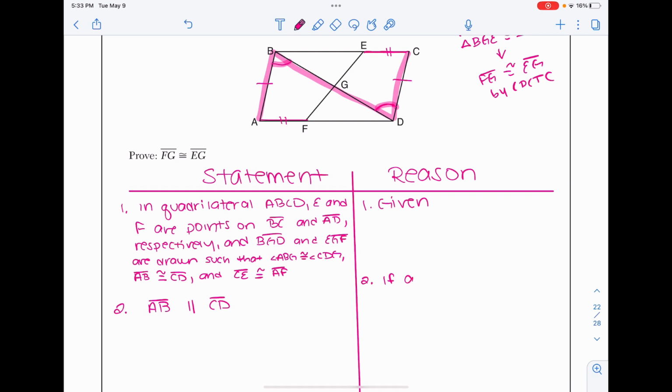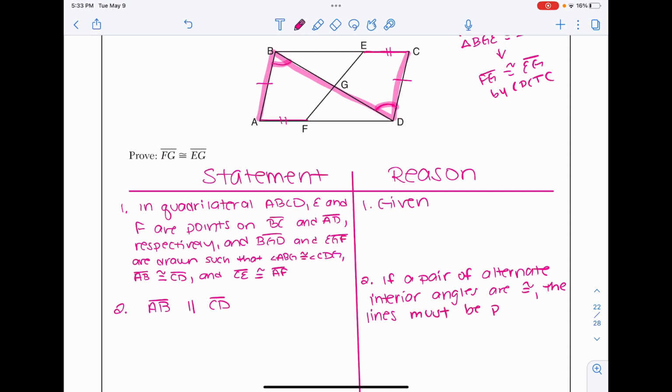because if a pair of alternate interior angles are congruent, the lines must be parallel. Okay, and we could say the lines cut by a transversal are parallel. So in this case, the transversal is BD. A transversal is just a line that crosses other lines.